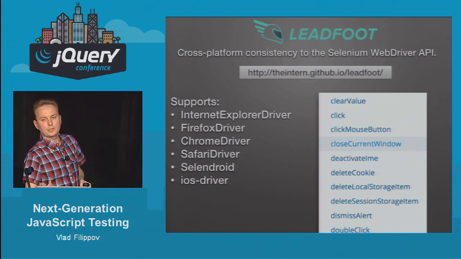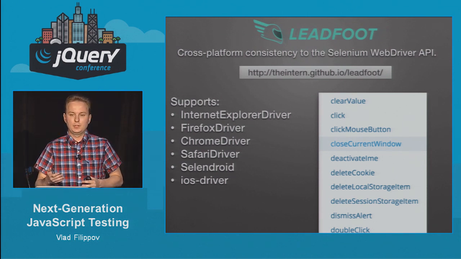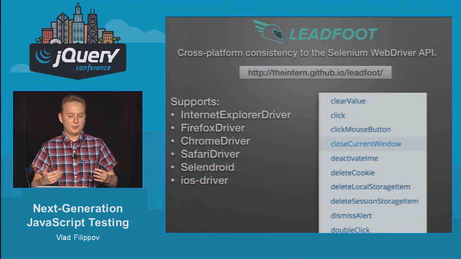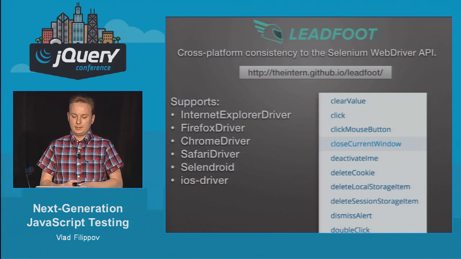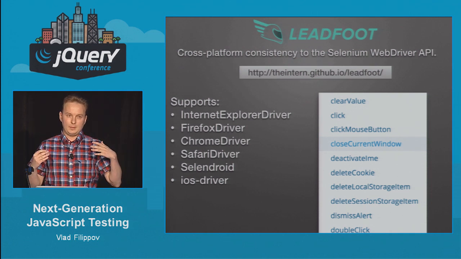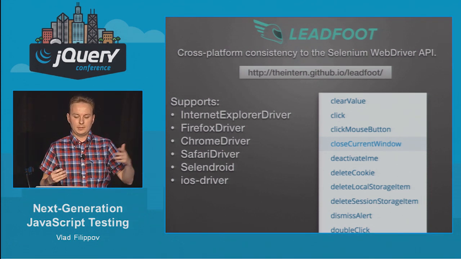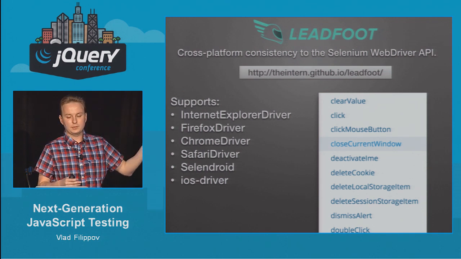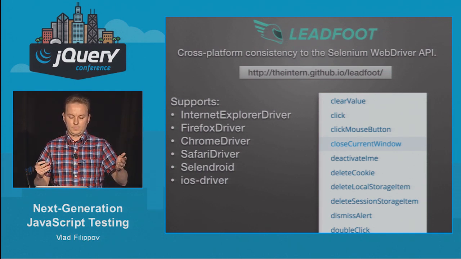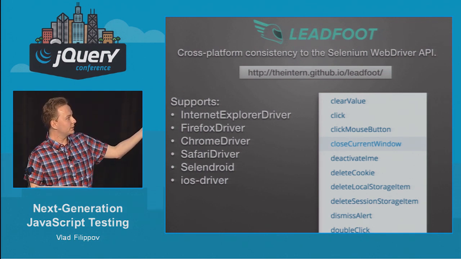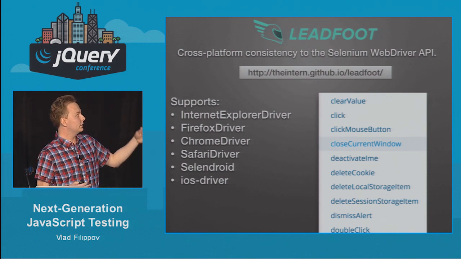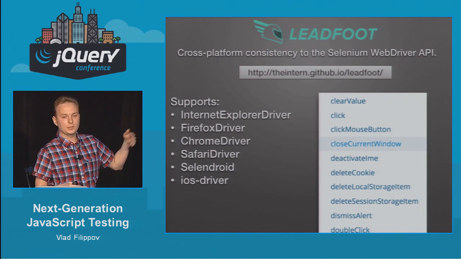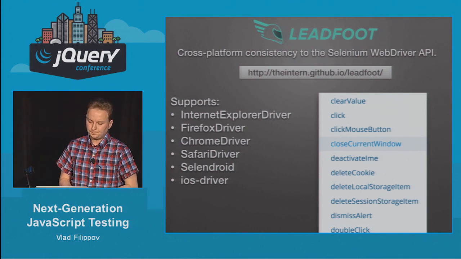So Intern 2 comes with this cool library, Leadfoot, which is sort of like jQuery. It provides cross-platform consistency for the Selenium WebDriver API, and eliminates many of the bugs that you could have with Selenium, and gives you clean documentation. It tells you, OK, you can click on things, you can dismiss alerts, you can close browser windows and stuff like that. And it works with these browser drivers: Firefox driver, Chrome driver, IE driver, and so on.